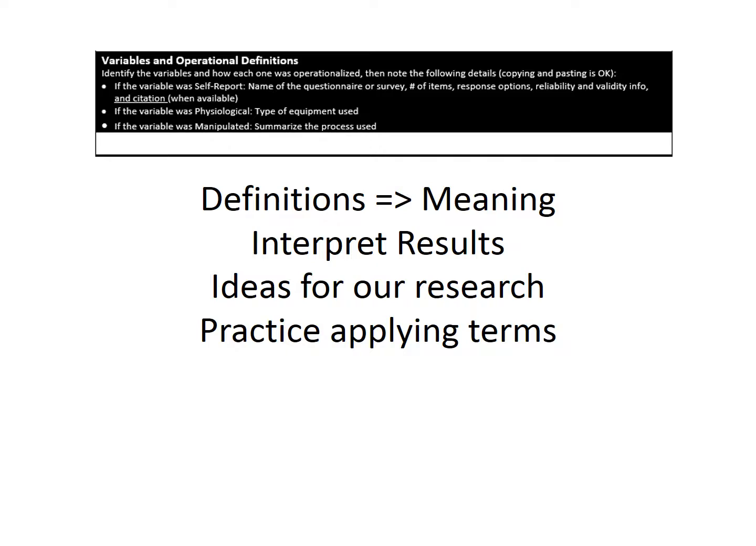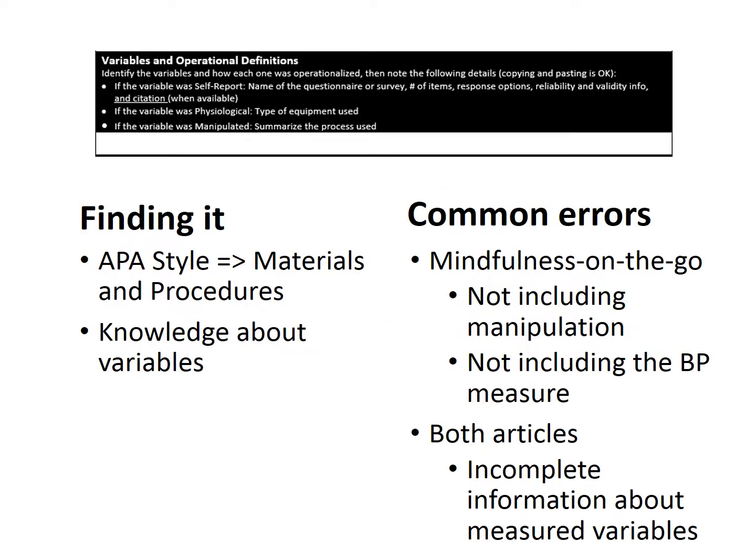The information in this section can also help us with our research. If we want to measure stress overload and we have good notes about it from this article, we don't have to go as far to look for a measure. That goes along with the last reason it's important to understand the information in this section. It helps you apply the terms we use to talk about measurement. In APA style, the information about the operational definitions is in the materials and the procedures section. Our knowledge about variables and how they are operationalized helps us make sense of that information.